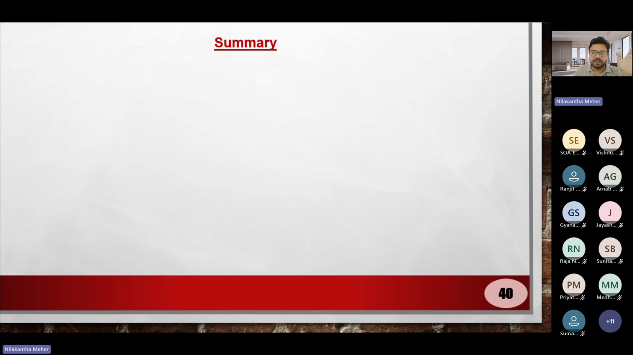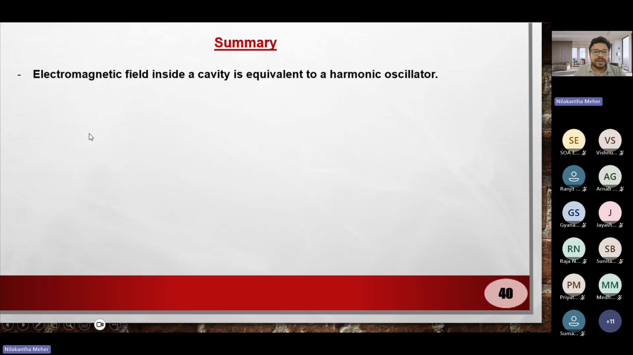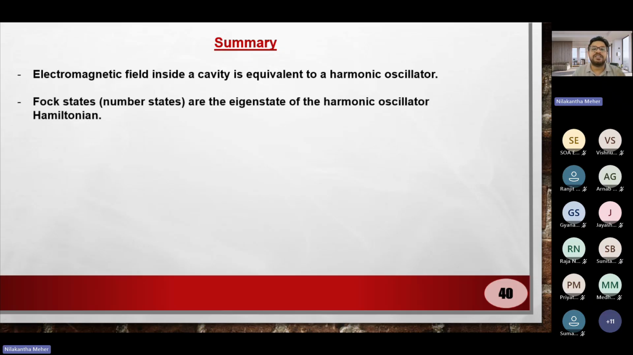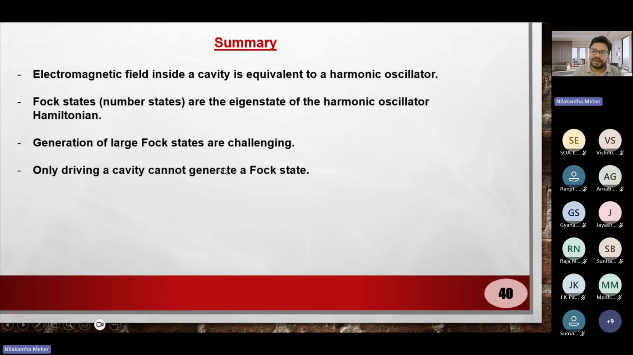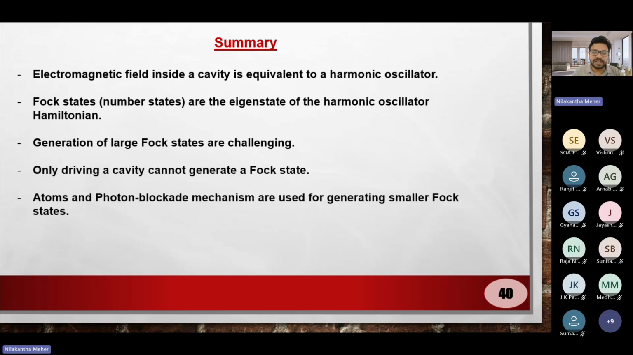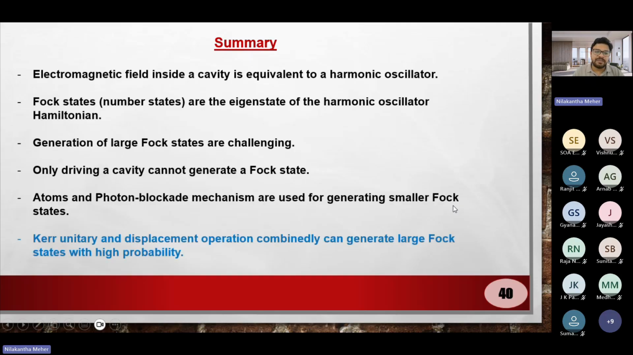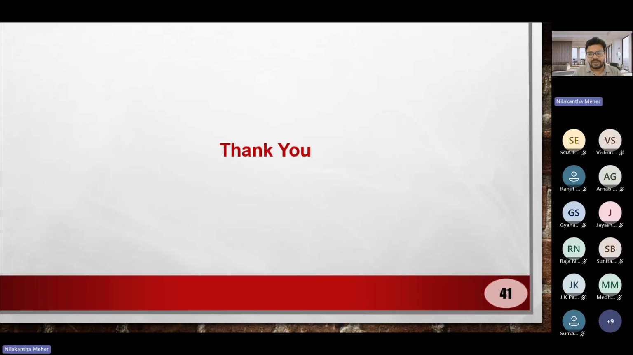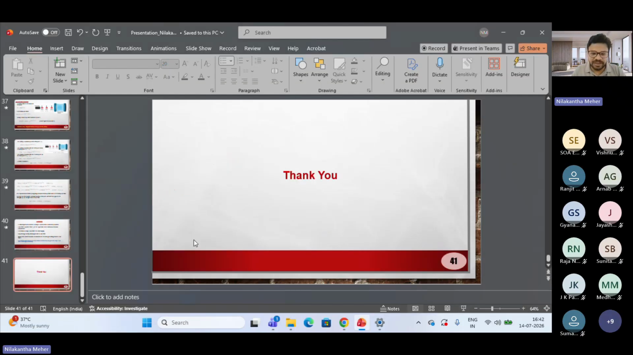So now I'll summarize this one: the electromagnetic field inside a cavity is equivalent to a harmonic oscillator, and Fock states, that is number states, are the eigenstates of the harmonic oscillator Hamiltonian. Generation of large Fock states is really challenging by driving. Driving cannot generate Fock states, but atoms and the photon blockade mechanism can be used to generate smaller Fock states. Our scheme, that is Kerr unitary and displacement operation combined, can generate large Fock states with high probability. So I'll stop here, and thank you so much for listening.